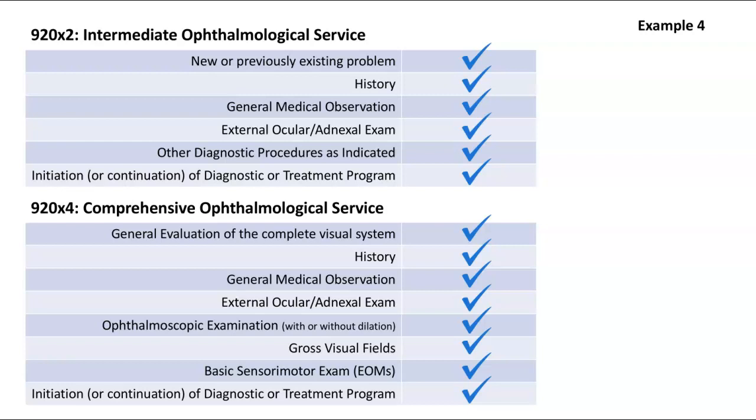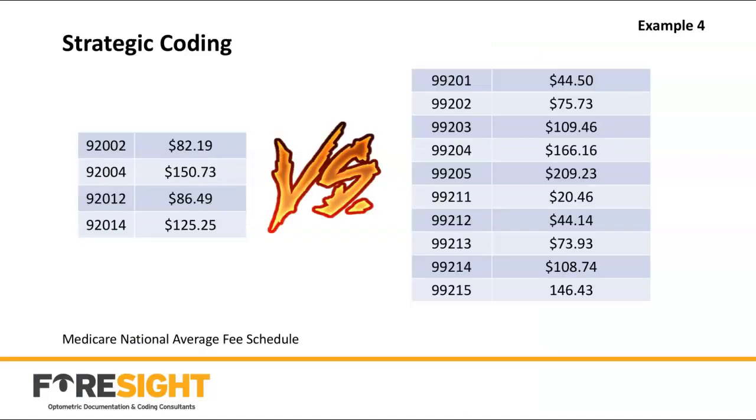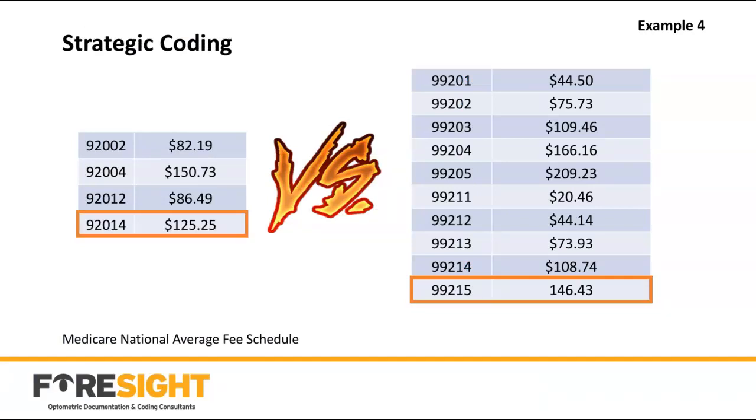So you did all those exam elements, the history, general medical observation, slit lamp, internal and gross visual fields, EOMs, and a treatment plan. So here, your choices are technically a 99215 or a 92014. So for this patient, it would be more beneficial to bill a level 5 and the documentation supports it. If the payer does not agree that a level 5 is warranted, even though by the definition it is, you would then potentially downgrade that to a 99214. And in that case, you'd want to go with a comprehensive ophthalmological service due to the reimbursement levels.